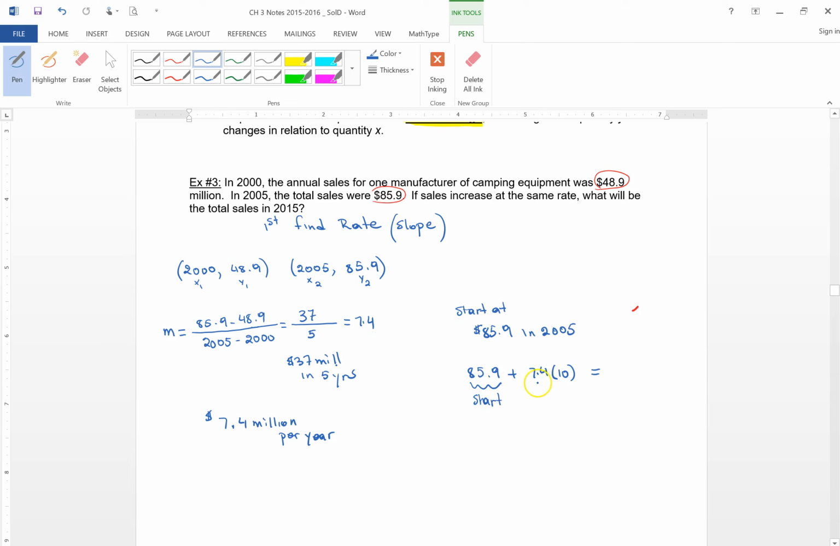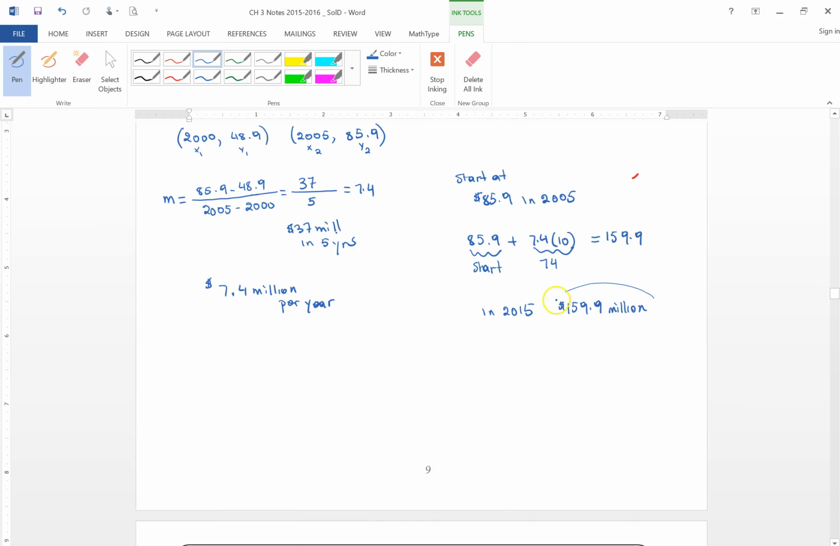And the reason why I chose the 10 is because mentally that math is easier, because now that becomes 74. So 74 plus 85.9 is 159.9. So in 2015, if it continues at the rate that it is, the sales will be $159.9 million. Okay? If you don't include the million, points should be taken off because, you know, the sales isn't just $160, right? It's a lot more than that. Okay? So that's the final answer.